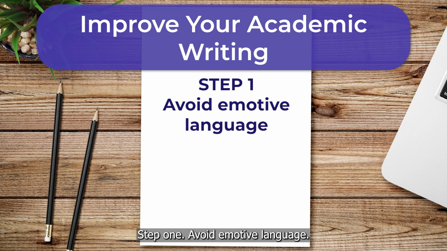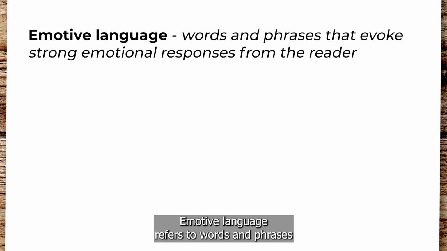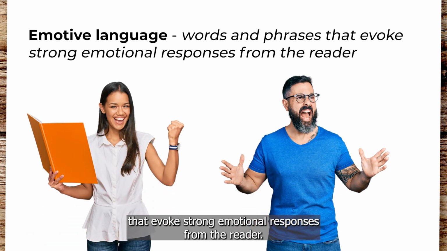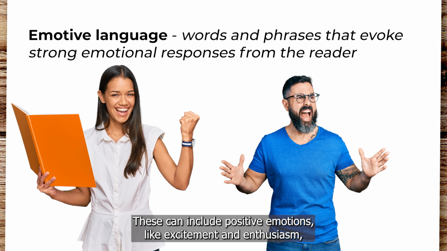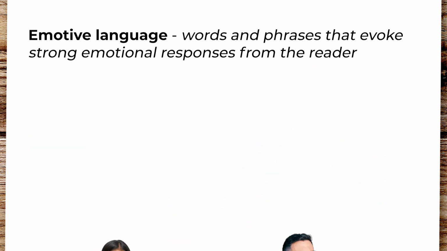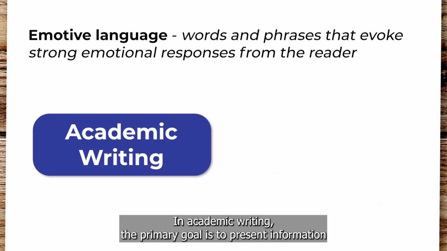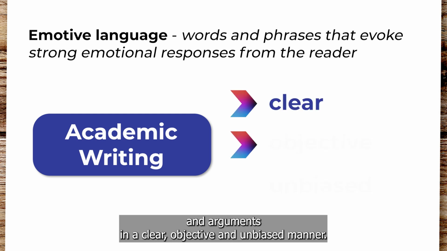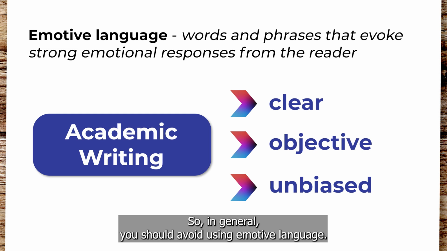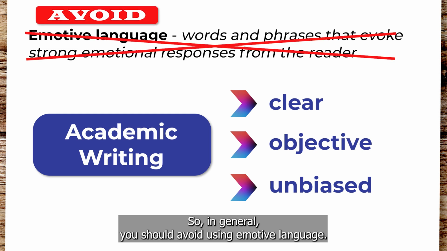Step 1. Avoid emotive language. Emotive language refers to words and phrases that evoke strong emotional responses from the reader. These can include positive emotions like excitement and enthusiasm, or negative emotions like anger and sadness. In academic writing, the primary goal is to present information and arguments in a clear, objective, and unbiased manner. So, in general, you should avoid using emotive language.